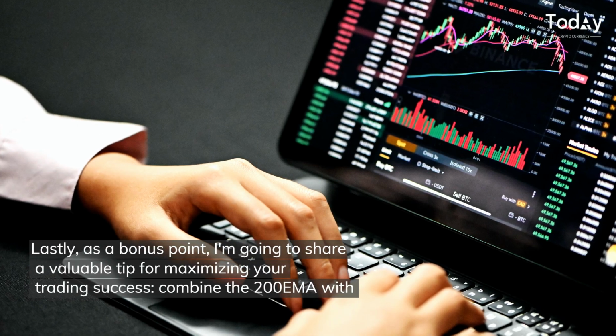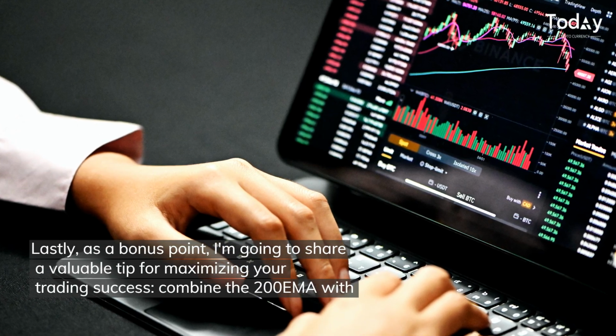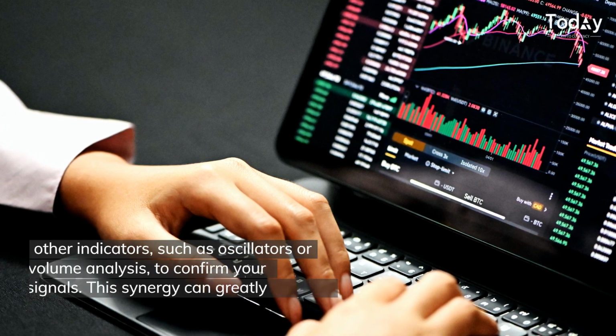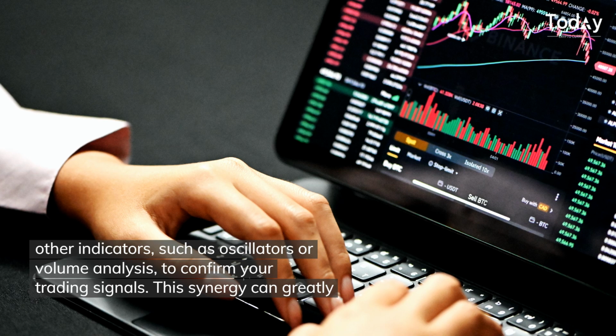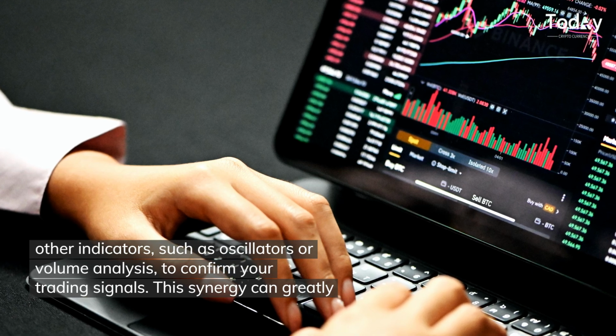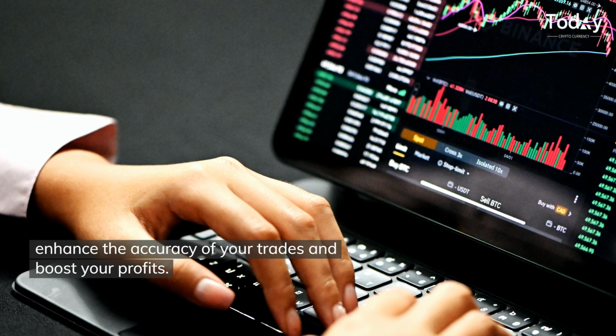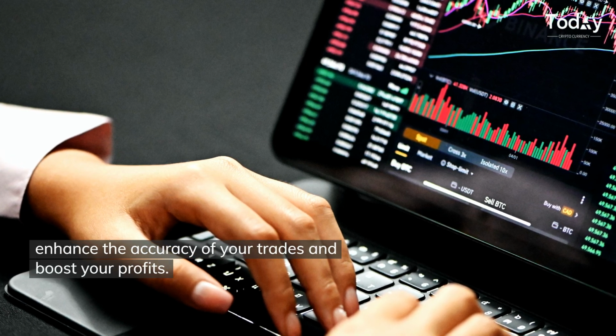Lastly, as a bonus point, I'm going to share a valuable tip for maximizing your trading success. Combine the 200 EMA with other indicators, such as oscillators or volume analysis, to confirm your trading signals. This synergy can greatly enhance the accuracy of your trades and boost your profits.